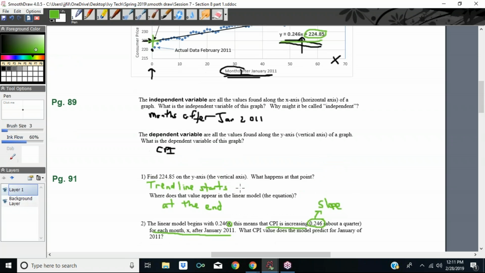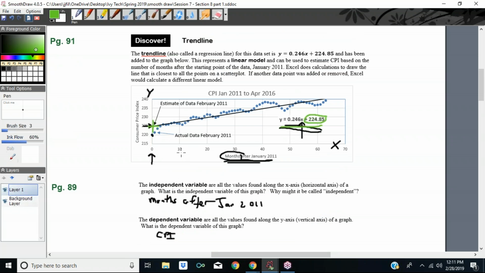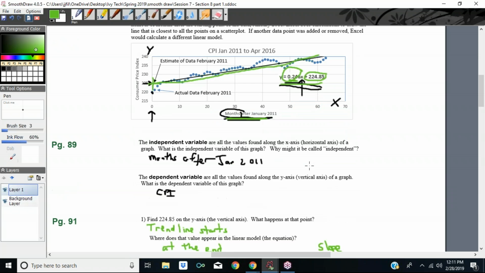Where did all that information come from? Well, it came from the graph. So the 0.246 is right here. The slope is increasing because the black line is going up, right? So it's increasing by how much? That 0.246 is the how much and when. And the when is down here, each month after January 2011. So all that information is identifiable from the graph.